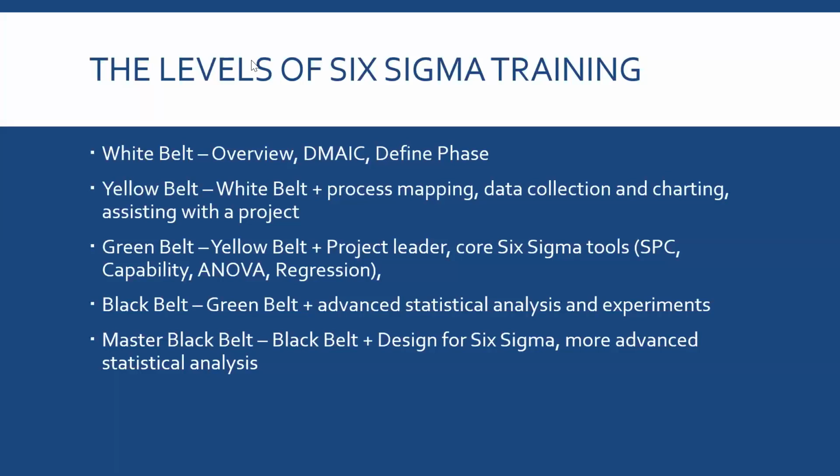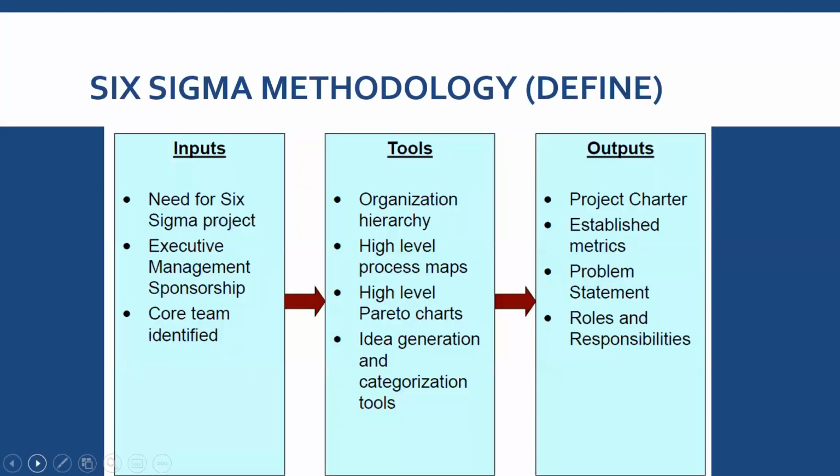Let's go ahead and start with the first phase of Six Sigma. The first phase is the define. And for the define, we talk about the input, the tools, and the output. In order to start this process, you have to start with, why do we need this project? Do we have a sponsorship from management, executive management? Do we have a core team identified?